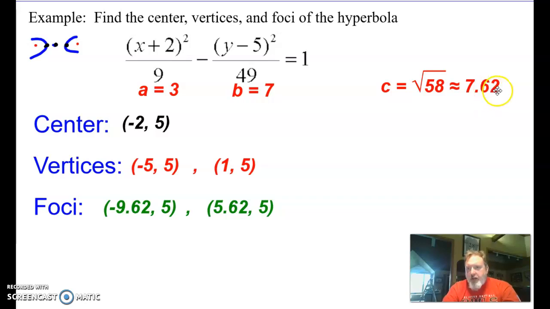For our foci, we will add and subtract c from our center point, and that'll give the foci on either side. So I took 7.62 minus 2 and 7.62 plus the -2. And that's how we got these values here. And our vertices, again, we know our a value, so you're going to take a and subtract that from the x coordinate of the center point and add that. And that's how we got the two vertices.